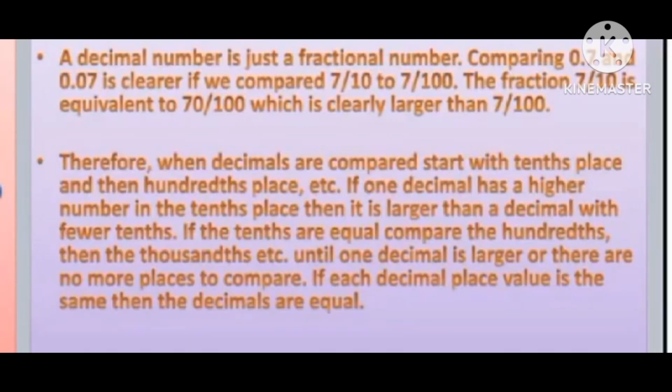Therefore, when decimals are compared, start with the tenths place, then the hundredths place, etc. If one decimal has a higher number in the tenths place, then it is larger than a decimal with fewer tenths. If the tenths are equal, compare the hundredths, then the thousandths, etc., until one decimal is larger or there are no more places to compare. If each decimal place value is the same, then the decimals are equal.